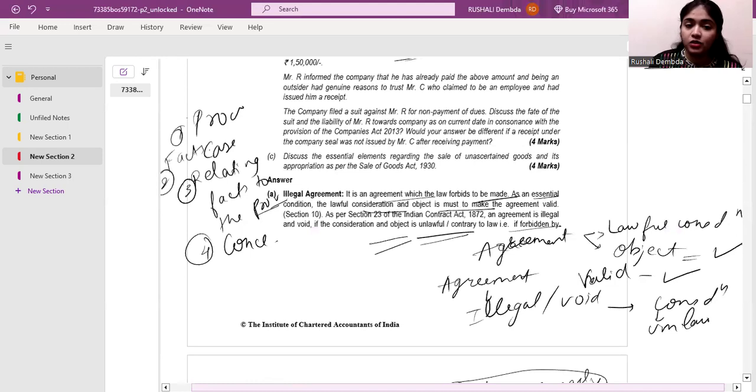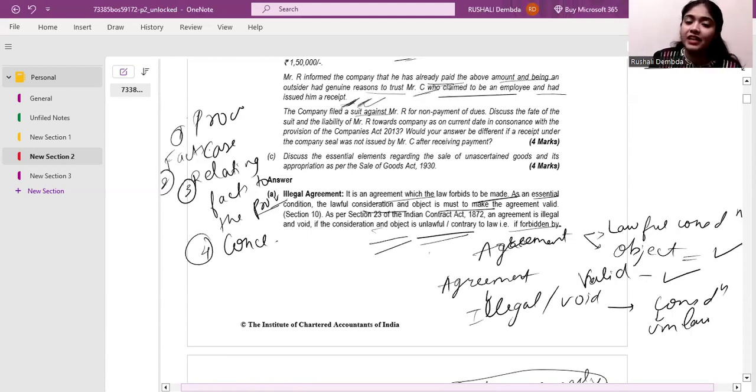Now, R got this notice and said, inform the company that he has already paid that amount and need not pay it again. He said that being an outsider, he had a genuine reason: C claimed to be an employee and had issued him a receipt. He said, I didn't know that C was not your employee. I thought he was an employee and he also gave me a receipt. That is important over here.